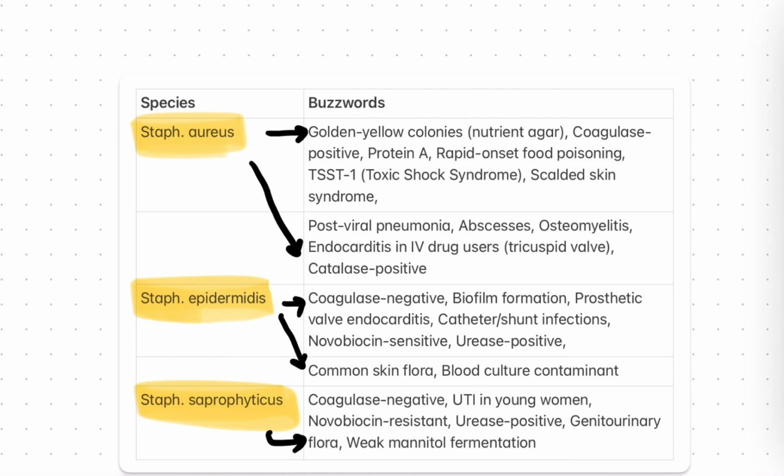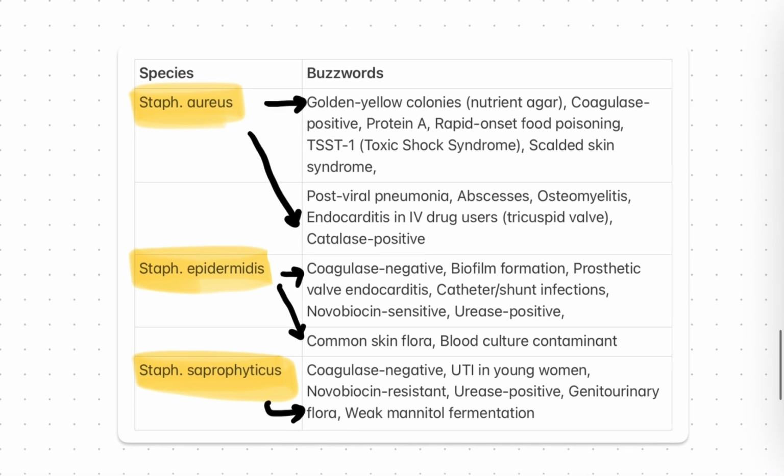Whereas in Staphylococcus epidermidis, we should look for coagulase negativity, biofilm formation, prosthetic valve endocarditis, catheter and shunt infections, and prosthetic joint infections, Novobiocin sensitivity and urease positivity. And it is a common skin flora, an inhabitant of normal skin flora, and a blood culture contaminant.